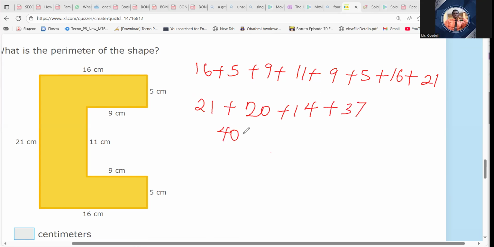That's 40. 14 plus 37. 7 plus 4 is 11, remainder 1. That 1 plus 3, 4. 4 plus 1, 5. That's 91. By now, you should be clear already. And if you have any other question, let me know.